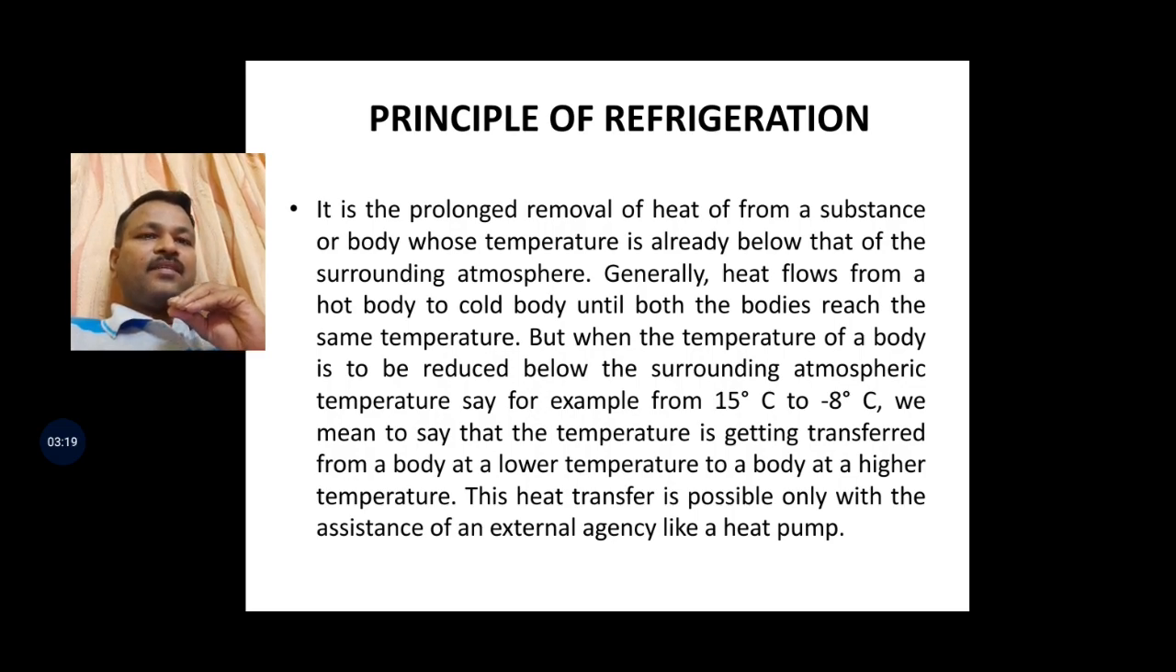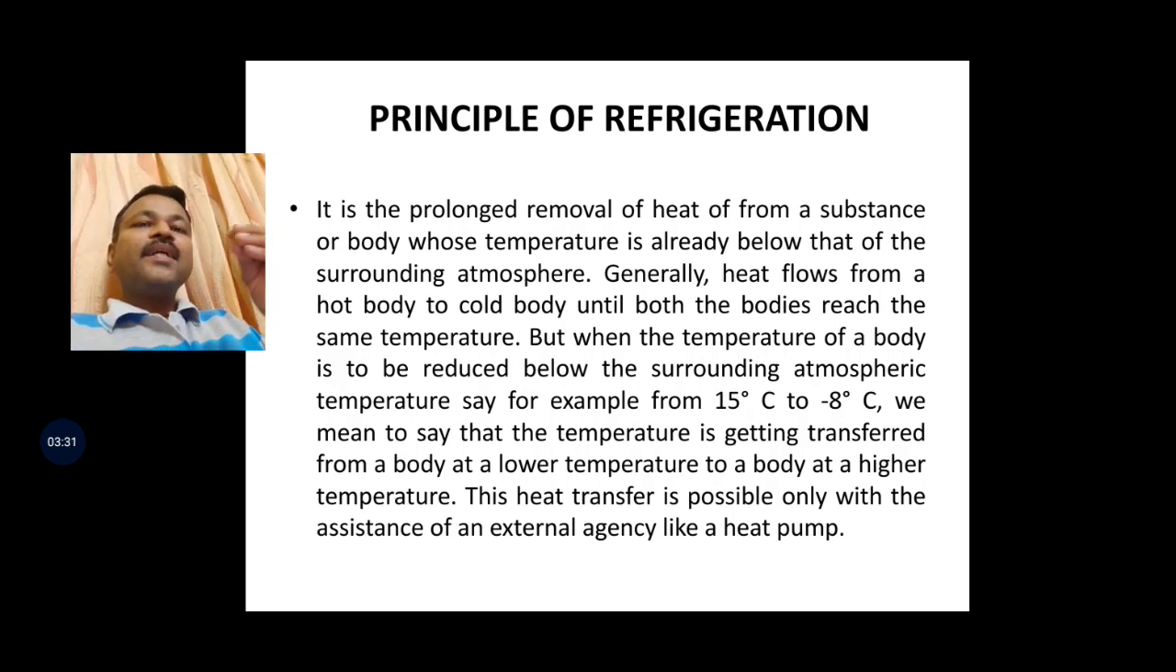What does it mean? For example, take a room, our room. Room temperature, you know very well, is 30 to 35 degrees Celsius. But what about the surrounding temperature? The surrounding temperature is more than that, 40 degrees, 42 degrees, especially in the summer. I am talking about the summer. So that means we have to remove heat from the room.